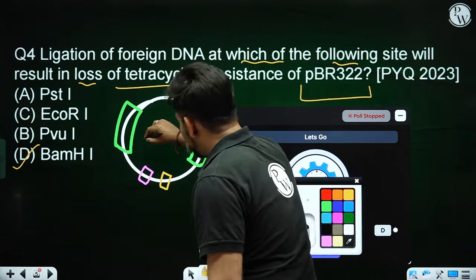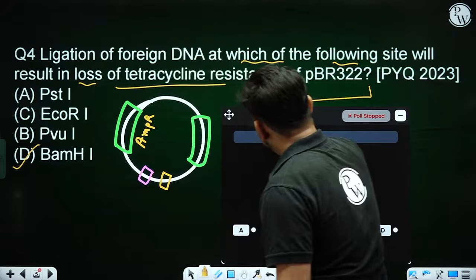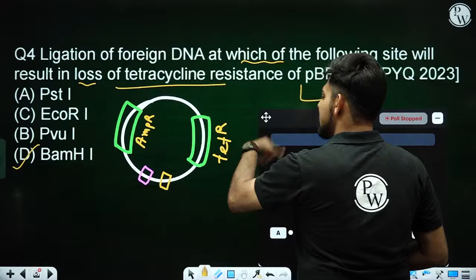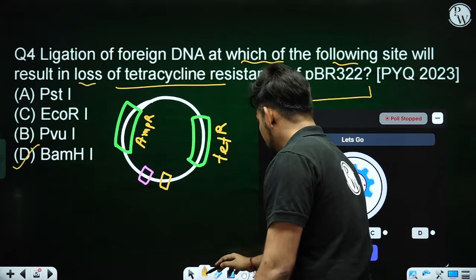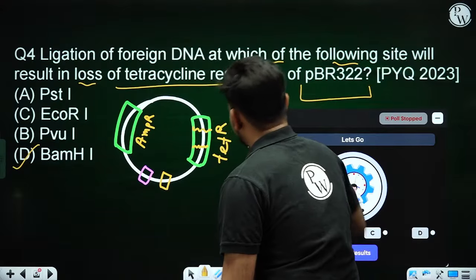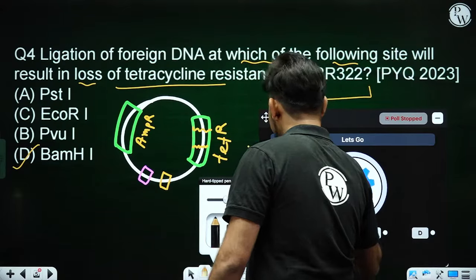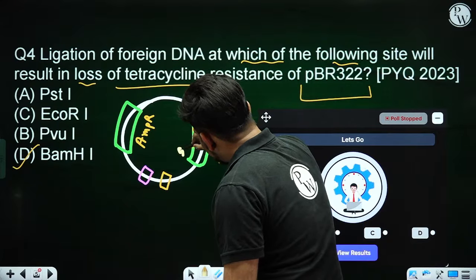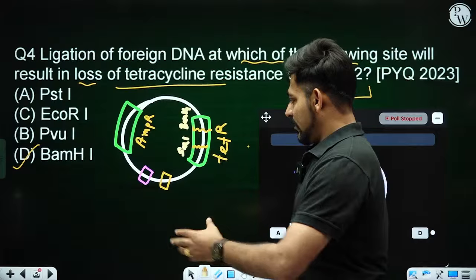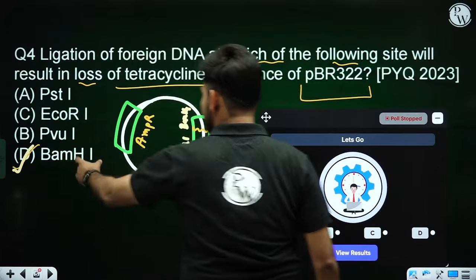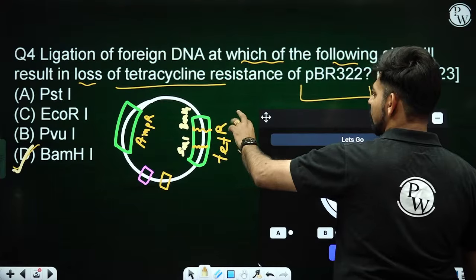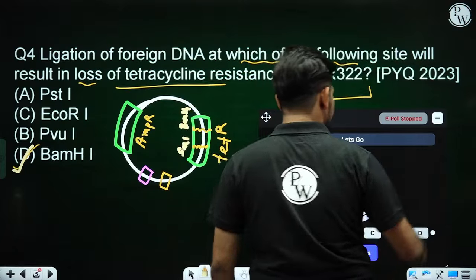So this particular site is for AmpR, the ampicillin resistance site, and this particular site is for tetracycline resistance, which means the product of the tetR gene will be inhibiting the action of tetracycline antibiotic, and it contains restriction sites for two different restriction endonuclease enzymes. One is BamHI and one is SalI. So according to our question, if you are performing insertional inactivation, particularly in the BamHI site, the recombinant, or the transformed bacteria, will be losing tetracycline resistance.